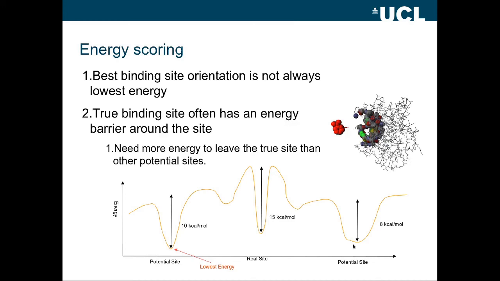So things like molecular dynamics can help here. We select a set of low energy conformations, and then we can do dynamics and simulate pulling the molecule out of the binding pocket and see how much energy is needed to get it out.